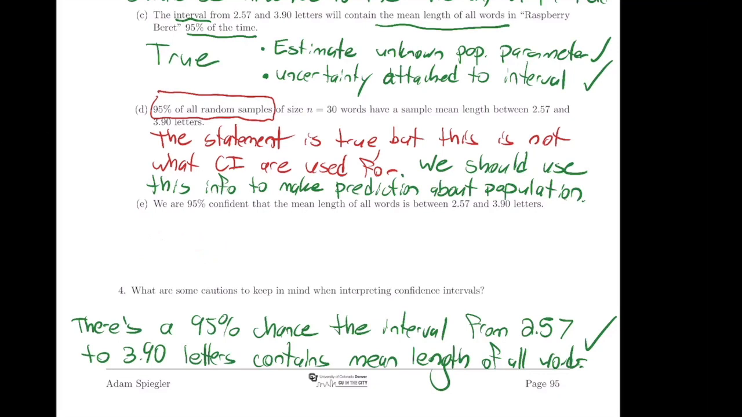So let's think about this. There are really 2 things that we want to be sure we're paying attention to. The first is we are using this interval to say something about the mean length of all words. And the problem here, this is actually false, and that has the same issue, and that is this uncertainty is being attached to the mean and not to the interval.